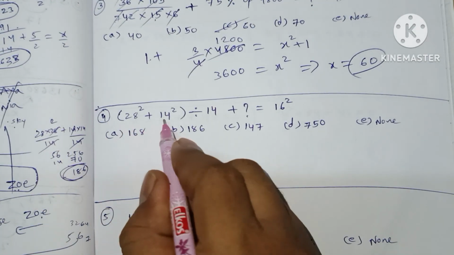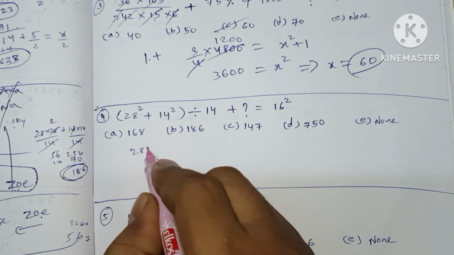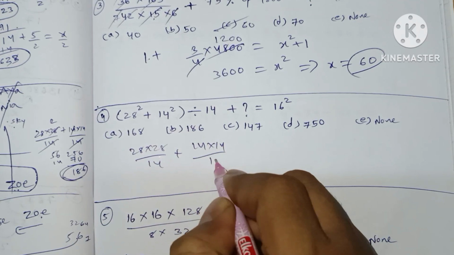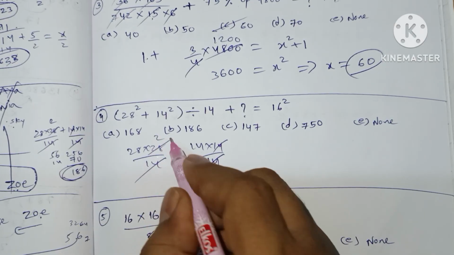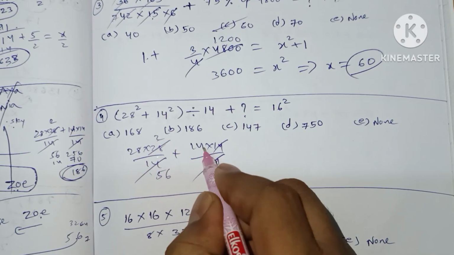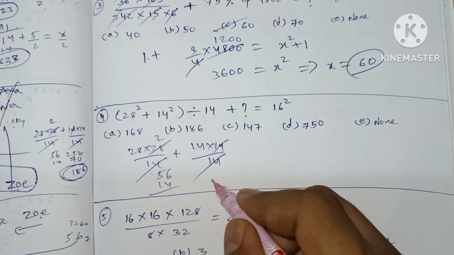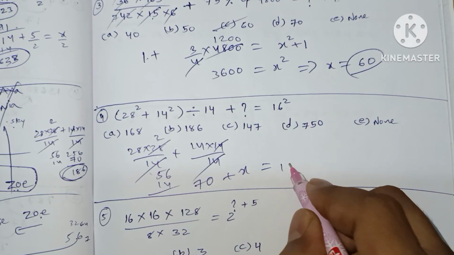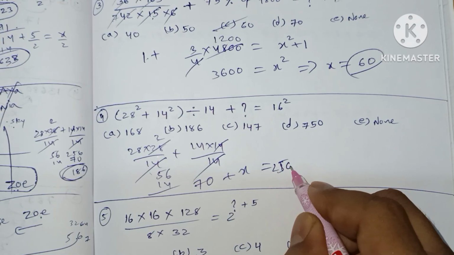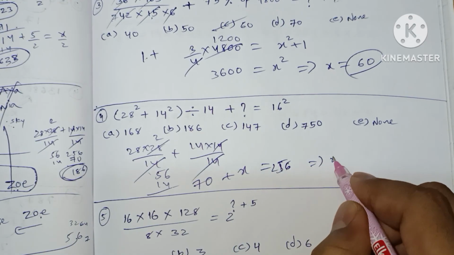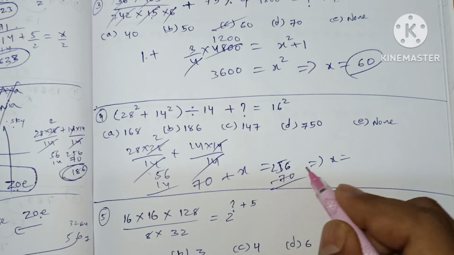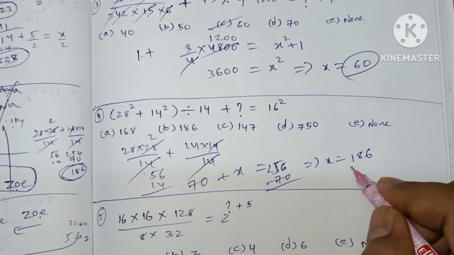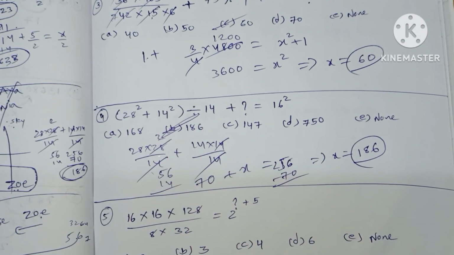Next, here, divided by 14. So 28 into 28 divided by 14 plus 14 into 14 divided by 14. Okay, 14 two times, this will be 56, and this will be 14. We get 70 plus x equals, this is 16 square, which will be 256. So x value will be 256 minus 70, which is 186. 186 is our answer, option B.